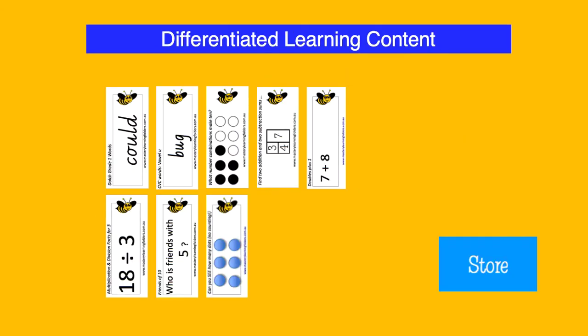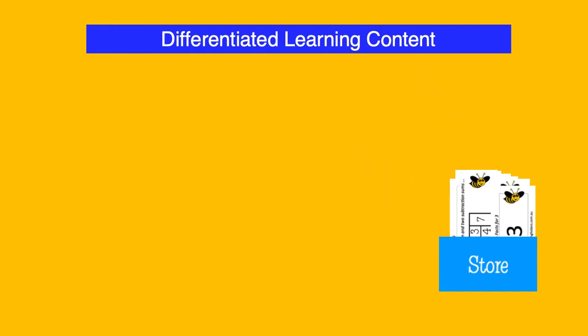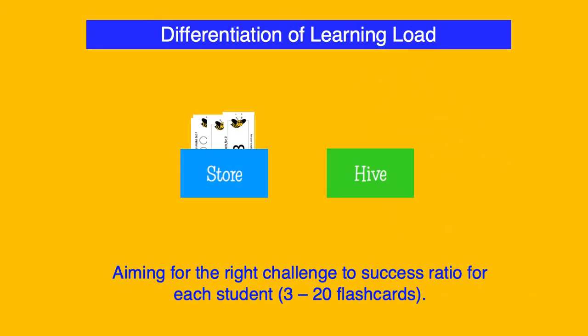Once you have determined the content for each child's folder, that can be placed in the store pocket. The store pocket is an inactive pocket, but what you can then do is you can choose the appropriate learning load for each student. Now, there could be a learning load for the students with lower aptitude, and there could be an average learning load.